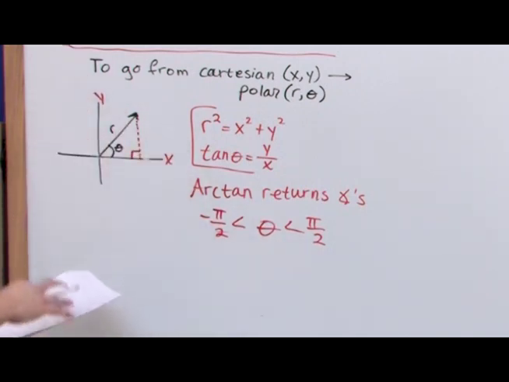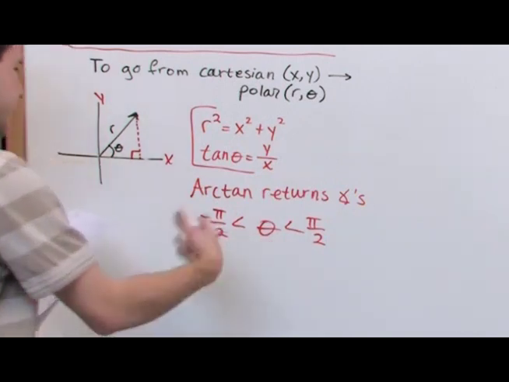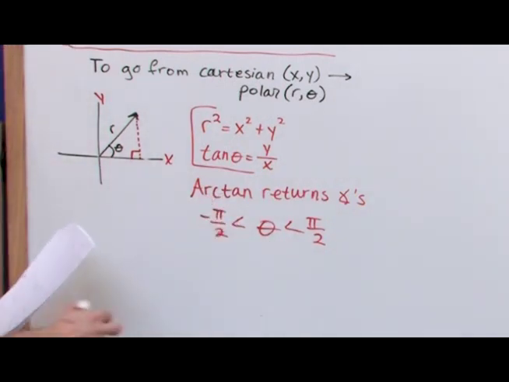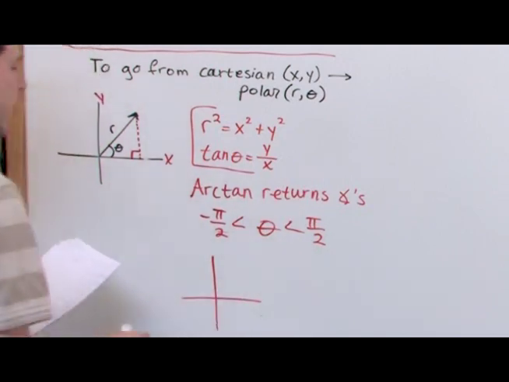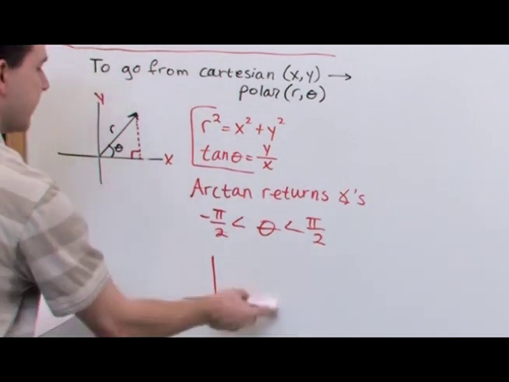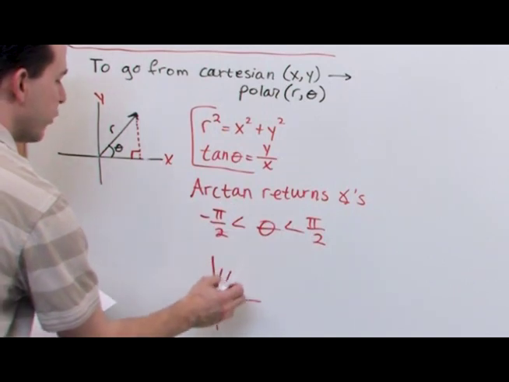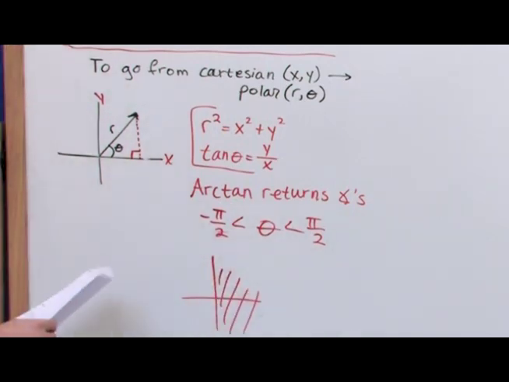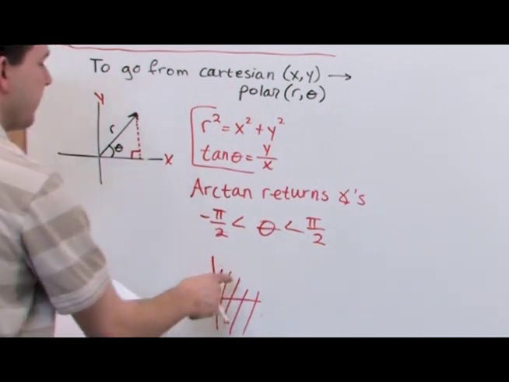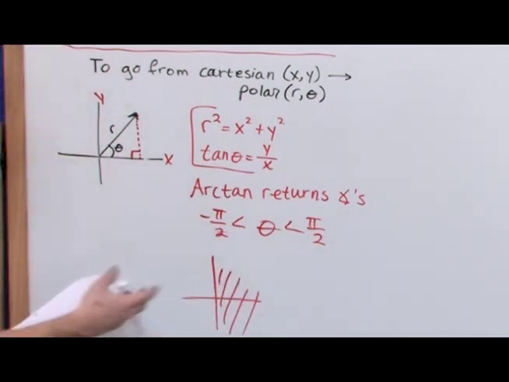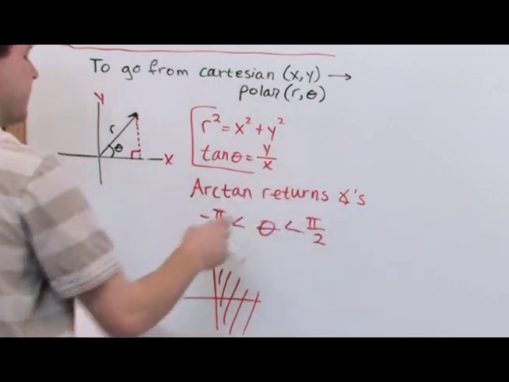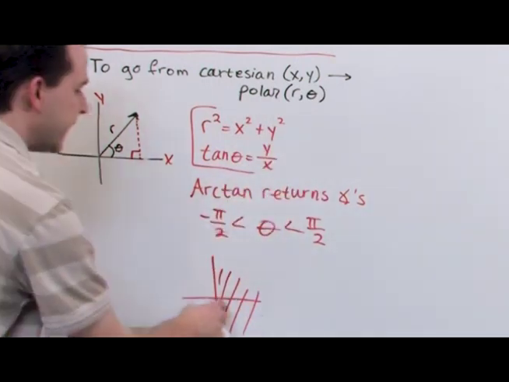You can go back to the inverse trigonometric function section and the DVD and watch to see why that's the case. But the arctangent in a computer or calculator is only going to return these values. If this is x and y, negative pi over 2 is down here, and positive pi over 2 is up here. So it's really only going to return values in this half of the plane. When I divide y by x, if I get a positive number, the angle it returns is always going to be in this quadrant. If the ratio is negative, I'm always going to get an angle down here.